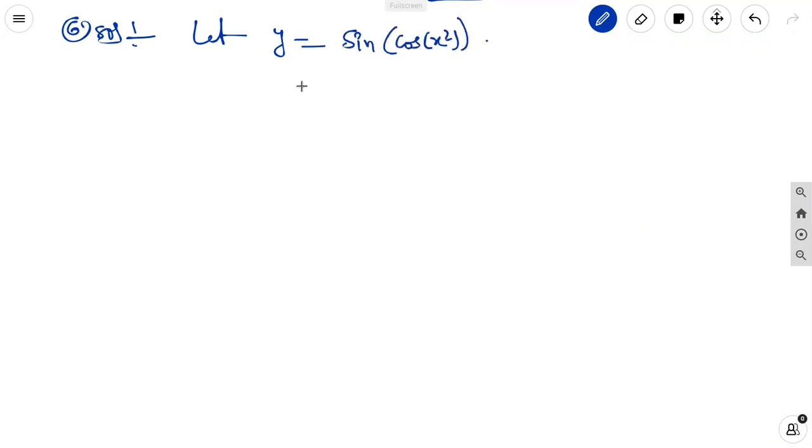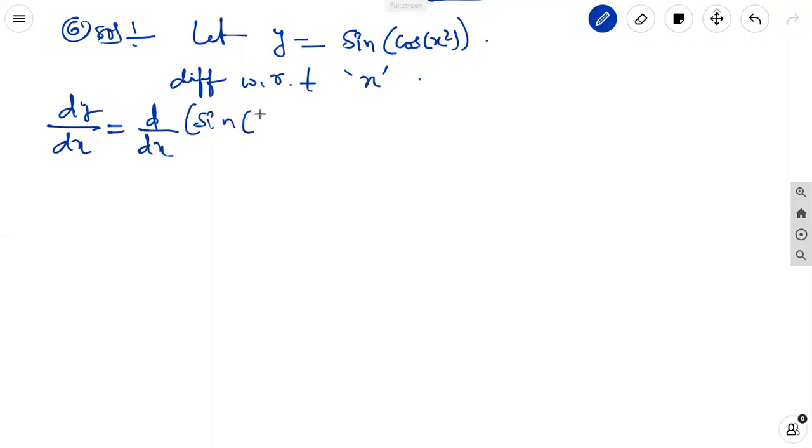Sixth solution. Let y is equal to sin of cos of x square. Now here differentiating with respect to x. So dy by dx equal to d by dx of sin of cos of x square.